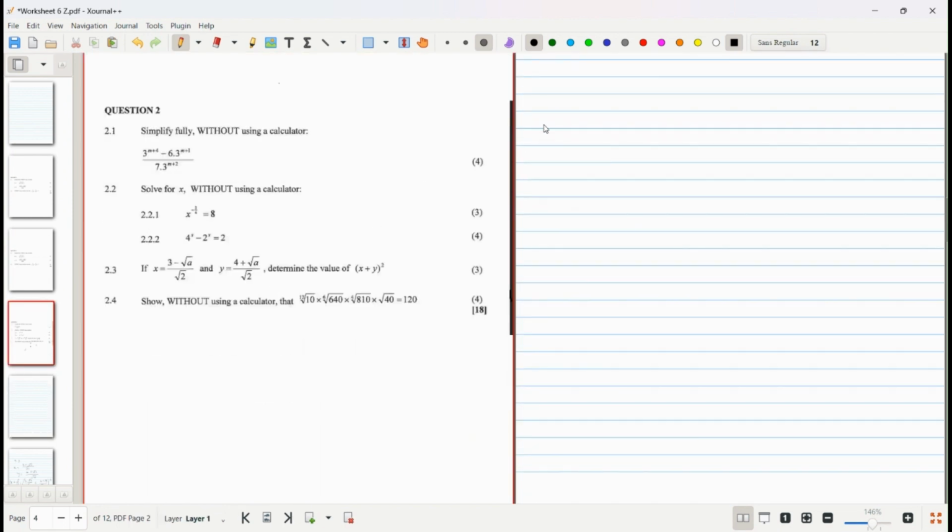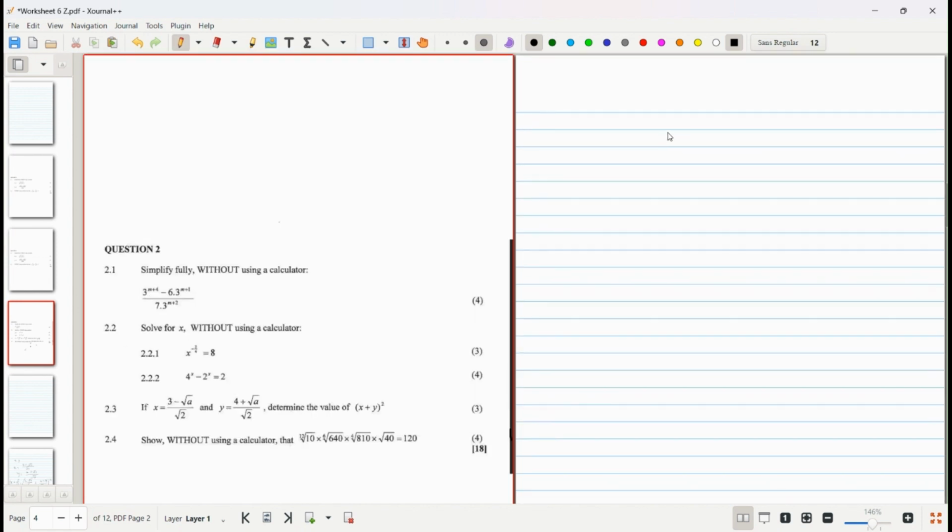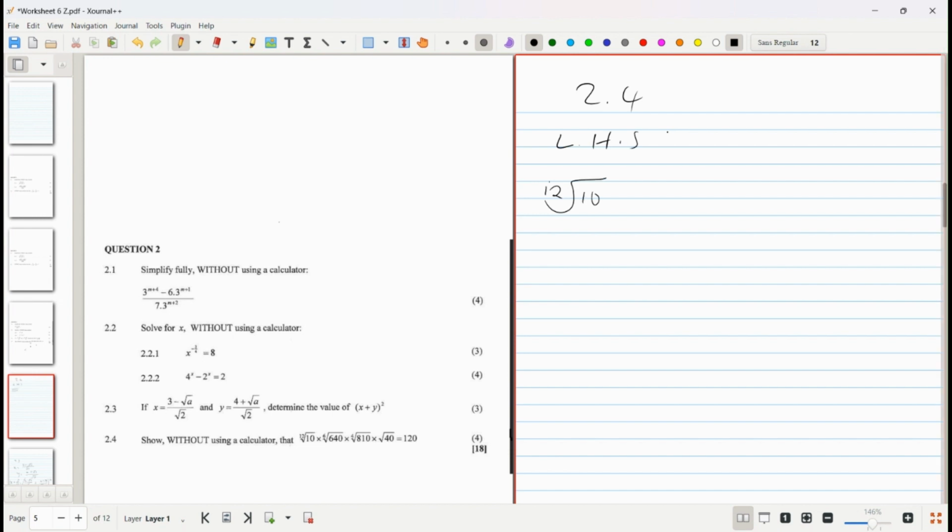And then moving forward, we have to show that the left hand side here, this expression here, equals to the right hand side here, right? So how can we do that? We need to write this. This is our 2.4. Okay, 2.4. Okay, so if we check our left hand side, what do we have? We have 12. Okay, let me write it properly.